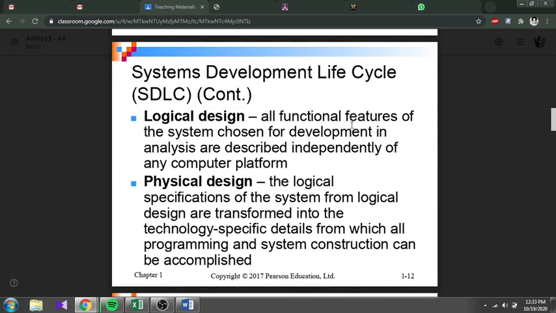Logical, I can say, is described independently of any computer platform. Okay, logical is like the basics, the blueprint of this design. And the physical is where the logical specification of the system from the logical design is transformed into technology-specific detail from which all programming and system construction can be accomplished. Physical is more on the organization's places, how they want to install or not.